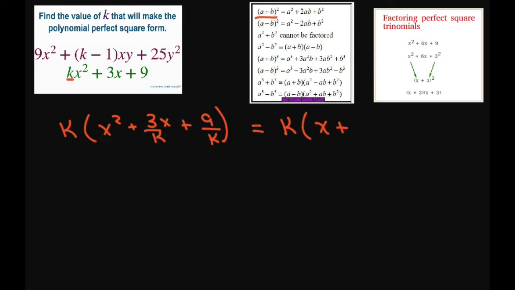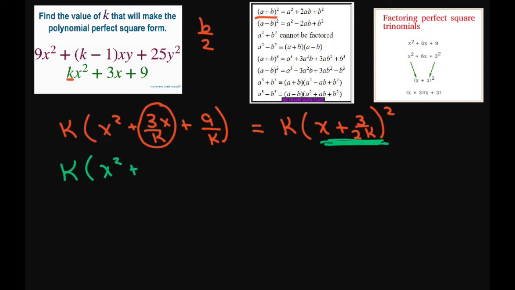plus, and you take half of this. So this is going to be half of 3 is 3 halves, so 3 over 2, and then put the k here, squared. So it's like a b divided by 2 there. That's how you get that. Now let's expand this part. If you expand that, you're going to get k times x squared plus 3 divided by k x plus 9 divided by 4k squared.